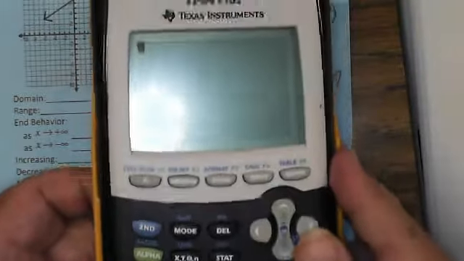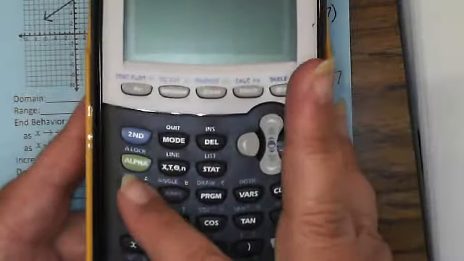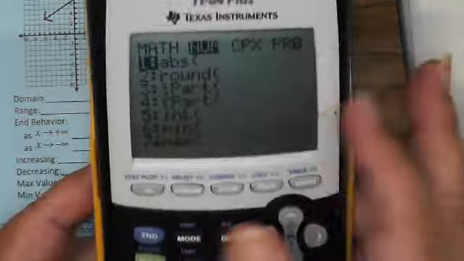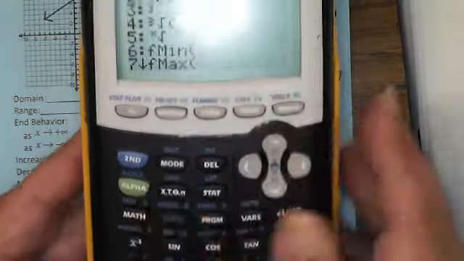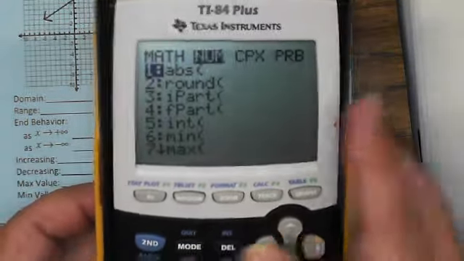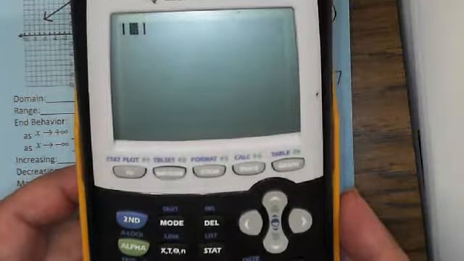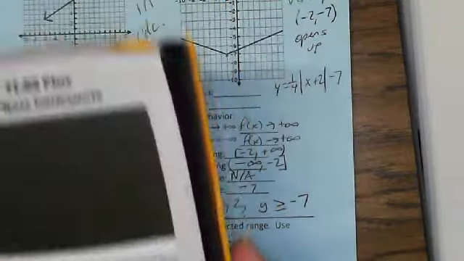So once you turn your calculator on, the way that you get the absolute value is you have to hit the math key. And when you're on the math key, you scoot over and see there's your absolute value in the number. One more time. Math key, scooch to the right, and then hit enter because that's absolute value. Okay? And that would be your absolute value bar, right?